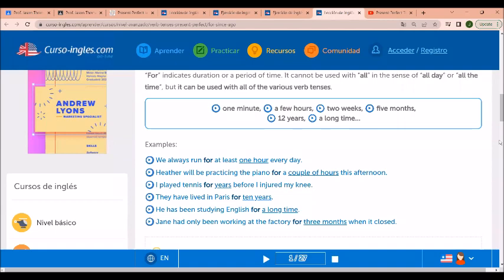And the examples: we always run for at least 1 hour every day. Heather will be practicing the piano for a couple of hours this afternoon. I played tennis for years before I injured my knee. They have lived in Paris for 10 years. He has been studying English for a long time. Jane had only been working at the factory for 3 months when it closed. Good, excellent.